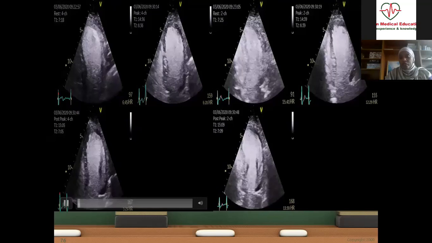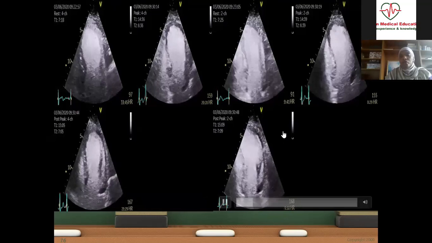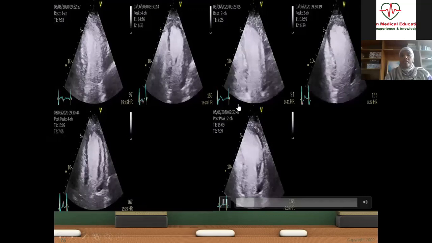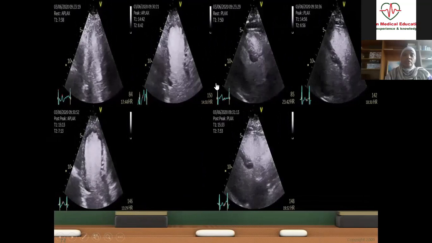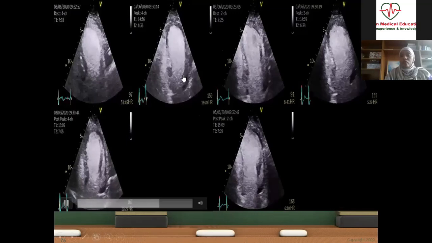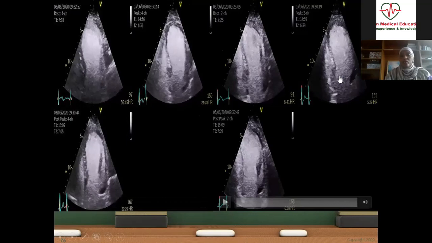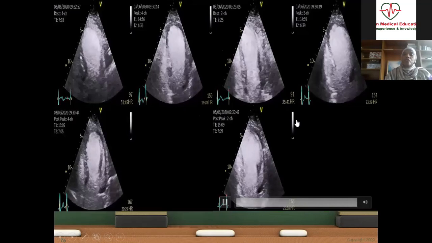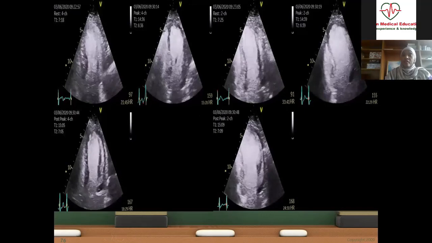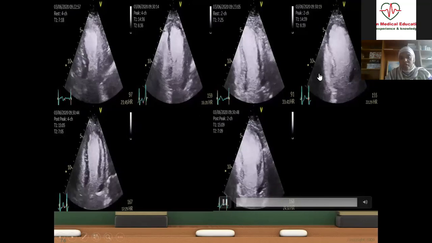I don't know if you, Abdulazim, can show the second image to the right. If you go back to the previous slide, the image to the right side, the second image. If you click on play, yeah. Okay, so this is the two-chamber view. As we can see here, the anterior wall is almost akinetic. If you look at the heart rate, 155. At rest, at 91, it was contracting, and at 155, the anterior wall is almost akinetic.